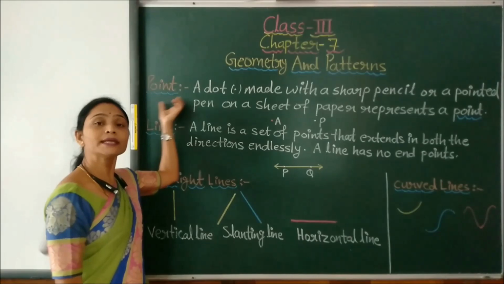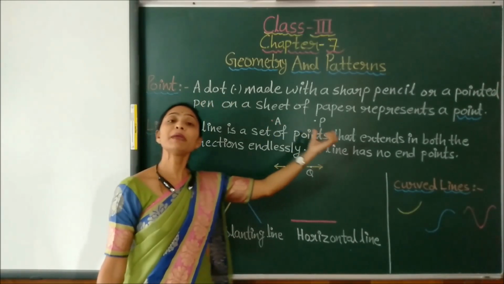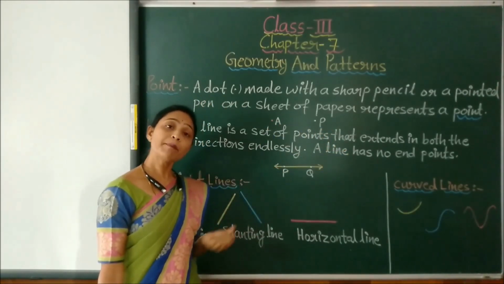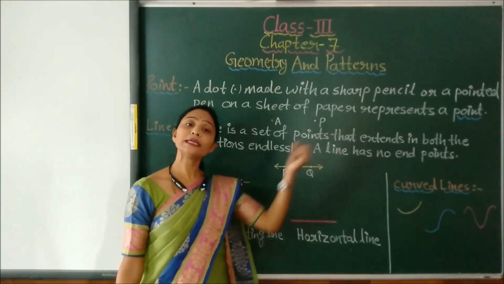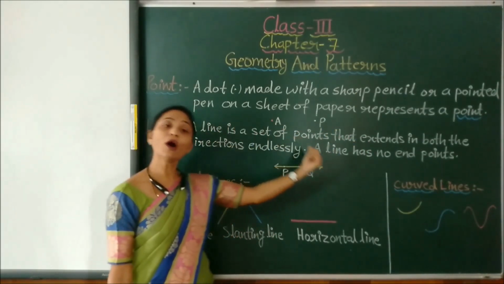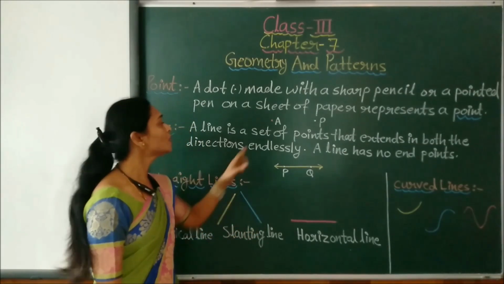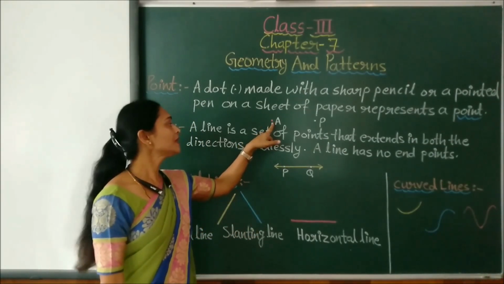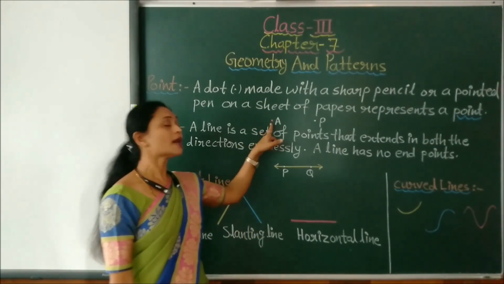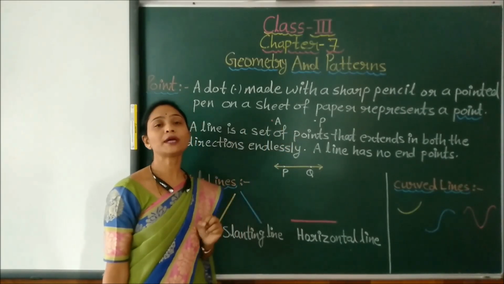See, a point is a dot which is made with a sharp pencil or a pointed pen on a sheet of paper. So see how to represent it. Like this we can draw or represent a point. Just we have to put a dot.